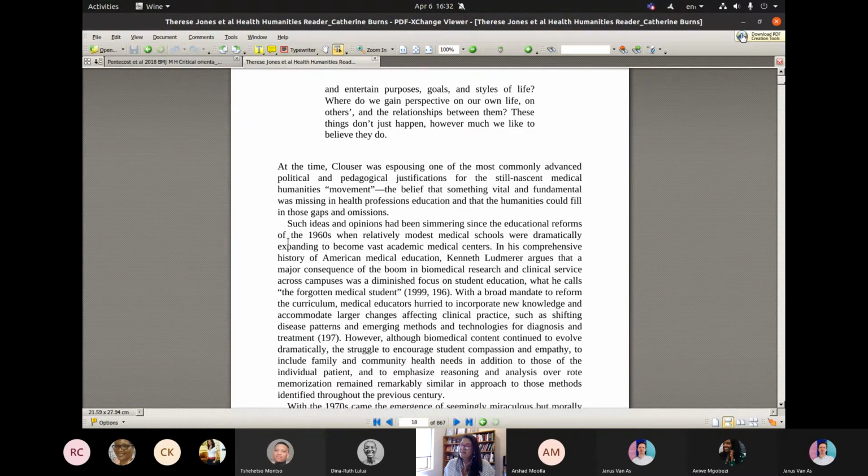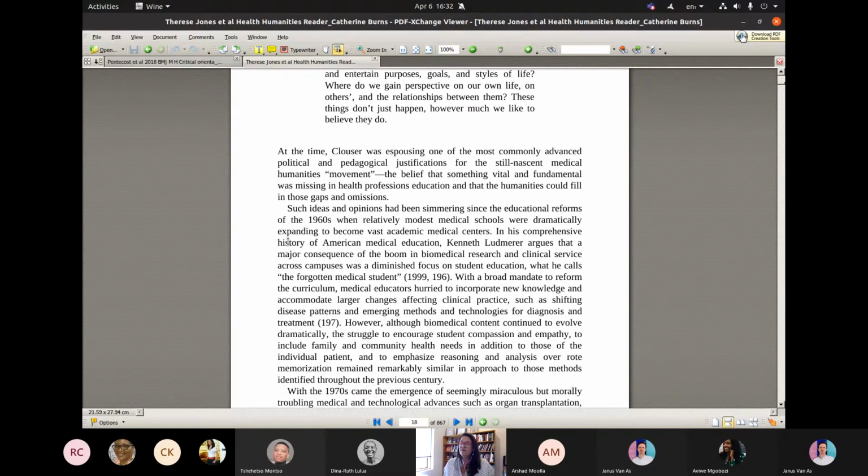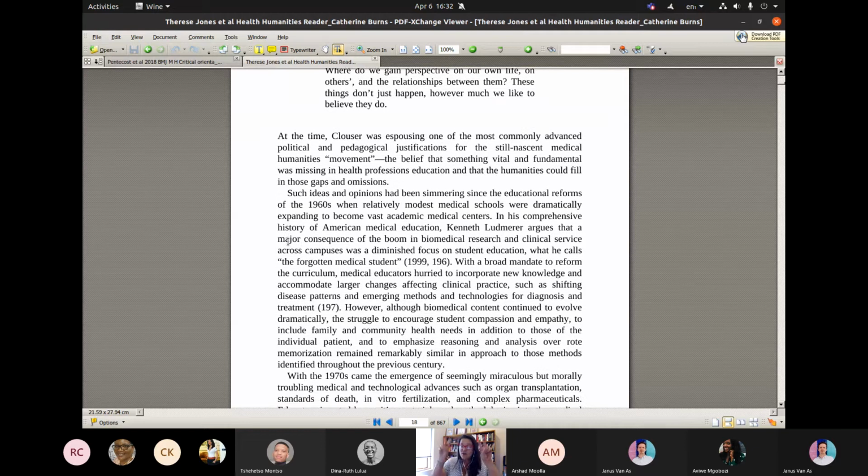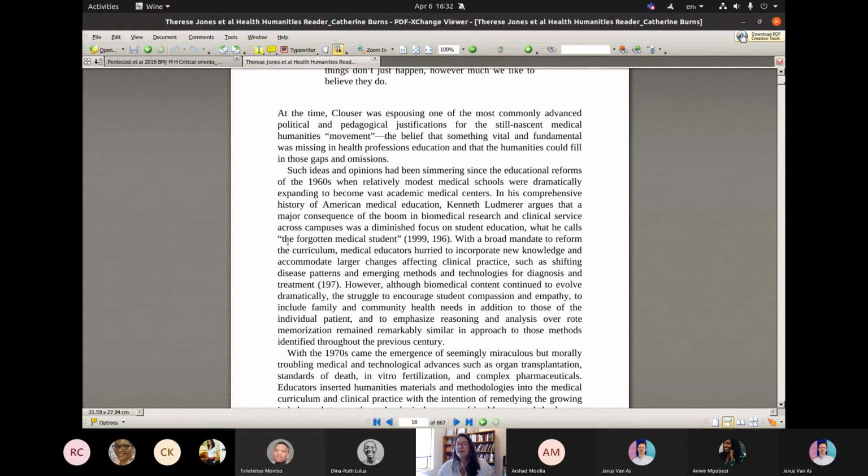And they point out, the authors, that Clauser was espousing one of the most commonly advanced political and pedagogical justifications for what was then just a very, very nascent medical humanities movement, a belief that something vital and fundamental was missing in health professions education, and that the humanities could, quote unquote, fill that gap. And they go on to chart the history of medical and health humanities being a gap-filling paradigm to a completely new understanding that emerged about 25 years later of the medical and health humanities being intertwined with and actually fundamental to the scientific paradigms itself.